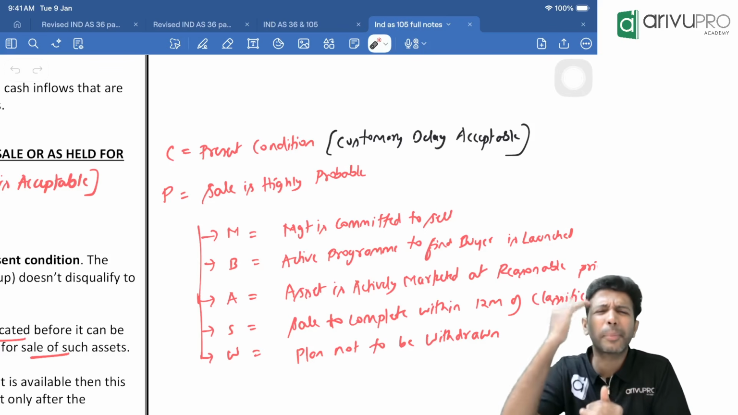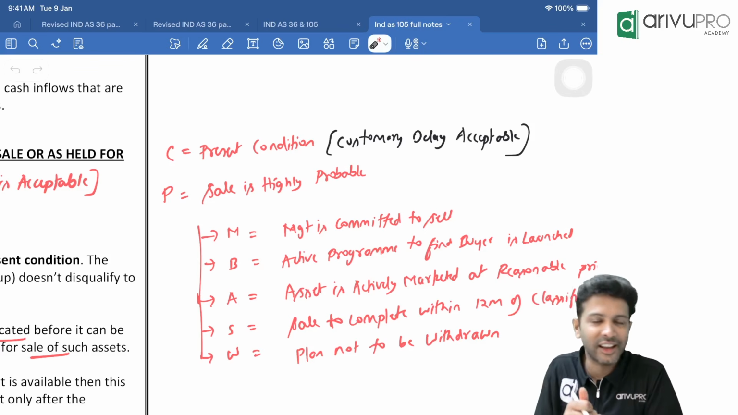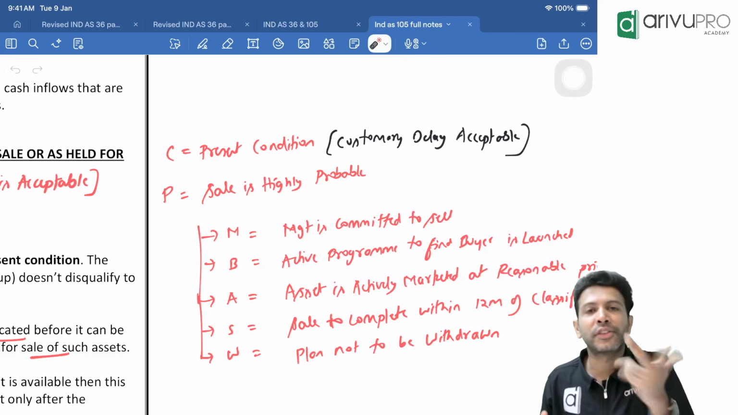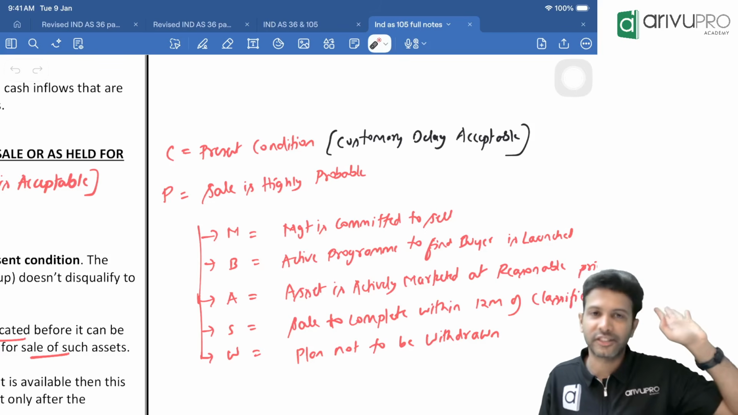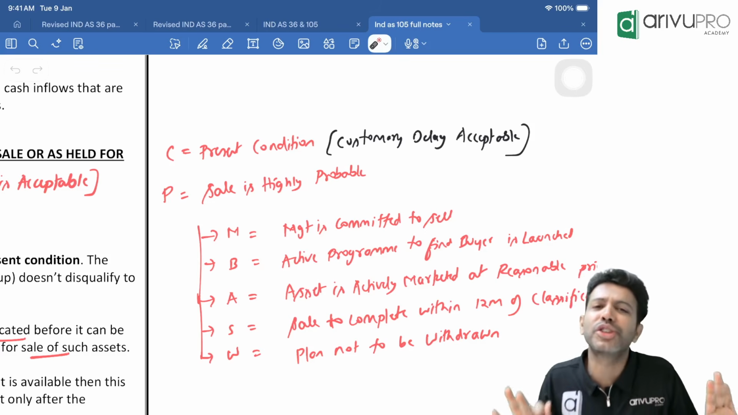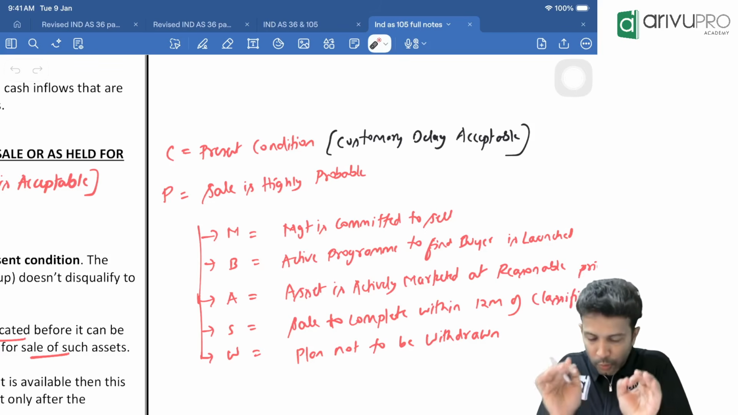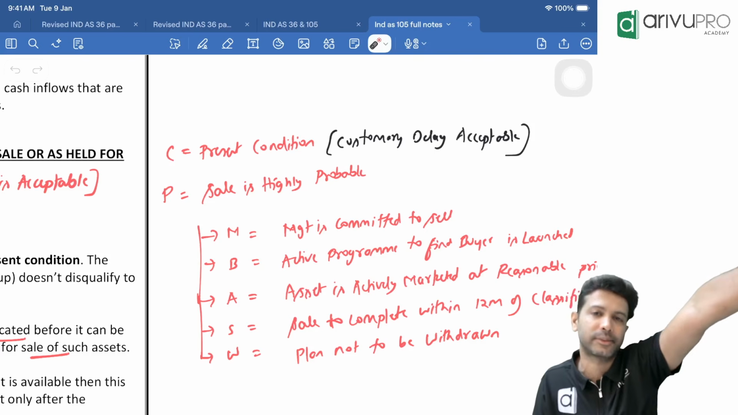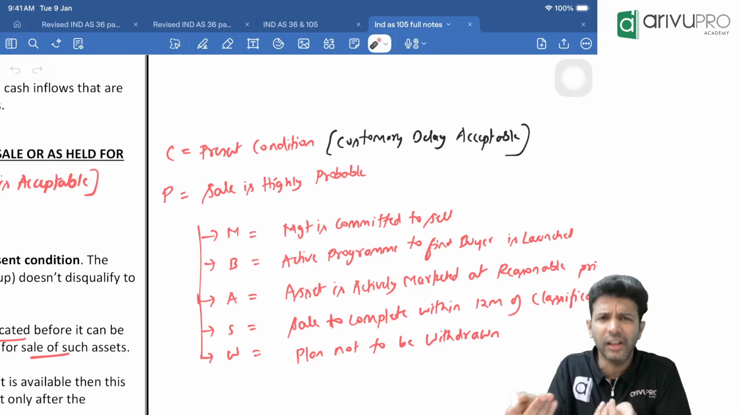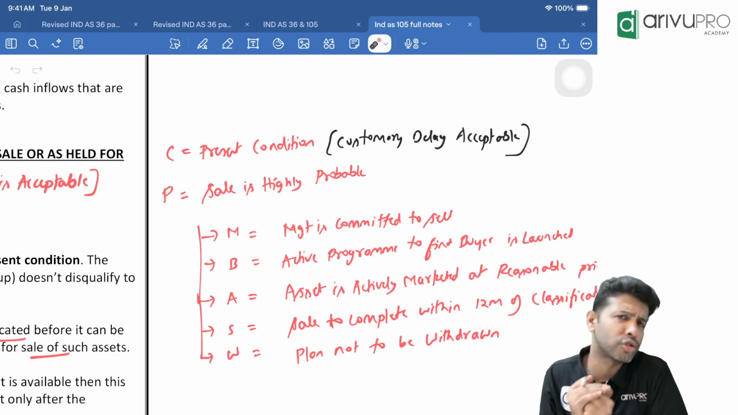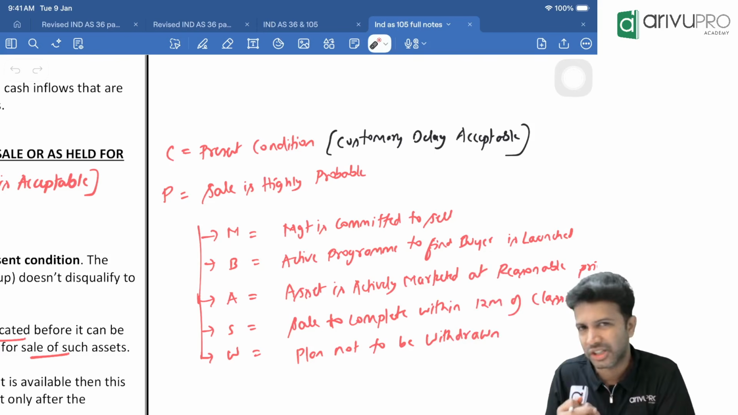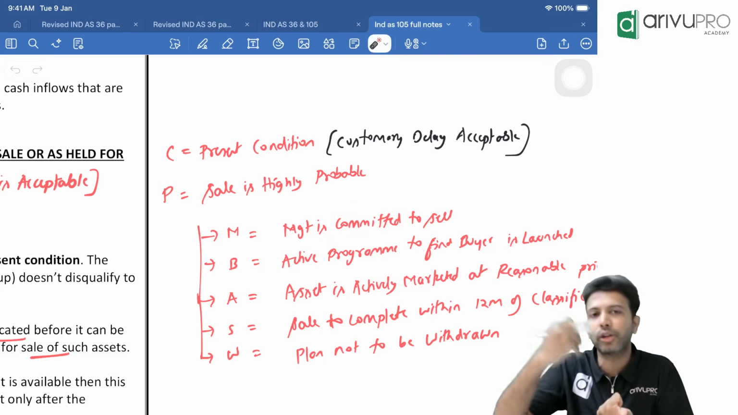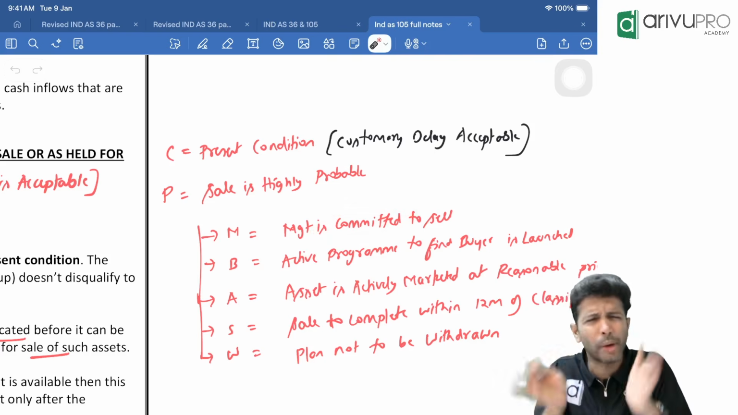Meaning management should not be cranky. One day they are telling we will sell the machinery, after 1 week they are telling no, we will not sell the machinery. That sort of confusion should not be there. If you want to say sale is highly probable, management should have a clear commitment to sell it. Maybe they should have taken it in the board meeting, a resolution should be passed saying we want to sell this machinery. Some evidence should be there to prove that management is committed to sell this. That is your M, common sense.